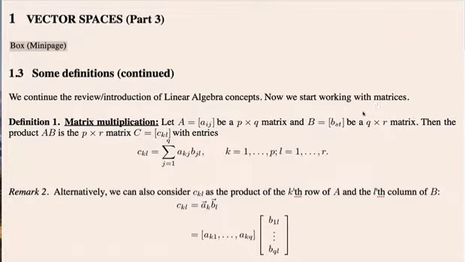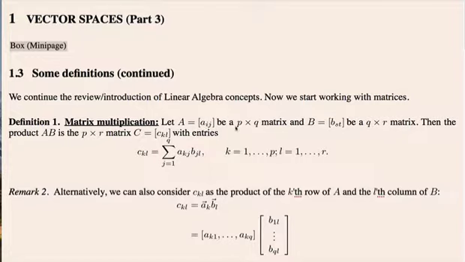This is part 3 of the vector spaces chapter, and we continue with the introductory definitions. Now we start working with matrices. We already worked with matrices because we consider them as vector spaces when we consider scalar multiplication of matrices and addition of matrices. Now we turn to matrix multiplication.